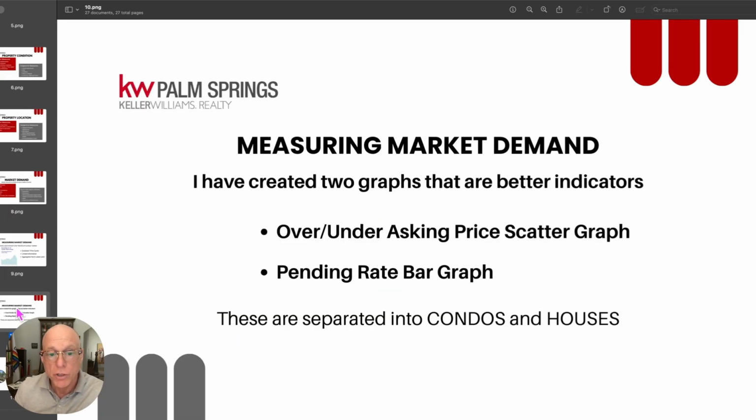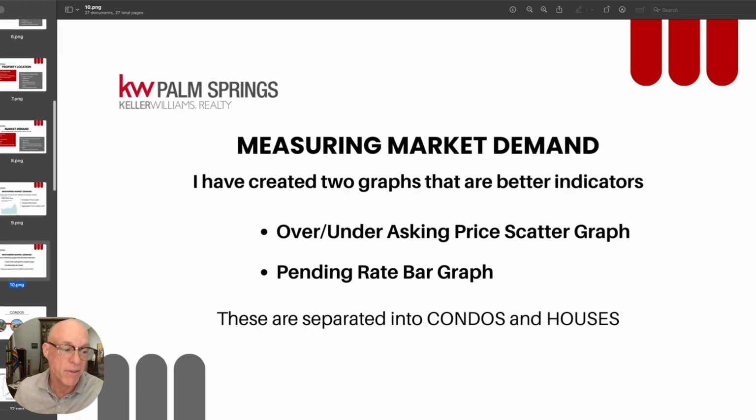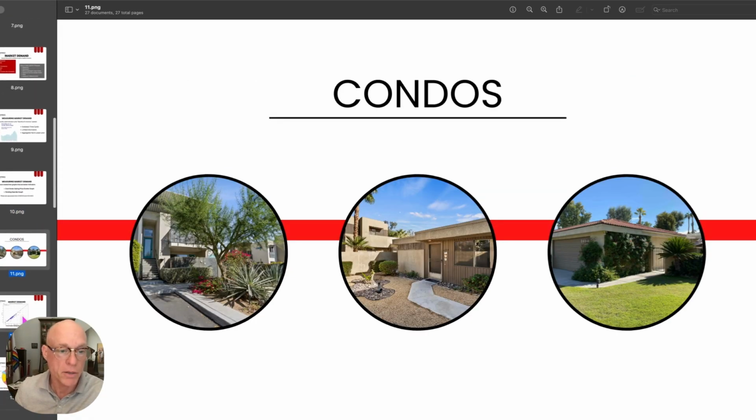I prefer to use two graphs that I've created. One is the pending rate bar graph. The other is the over/under asking price scatter graph. I'm going to show you each of those for both condos and houses. So this is the report section. Let's dive right in. Let's start with condos.